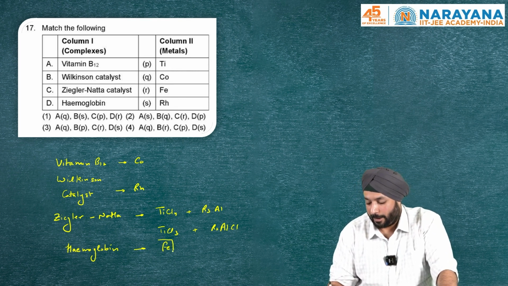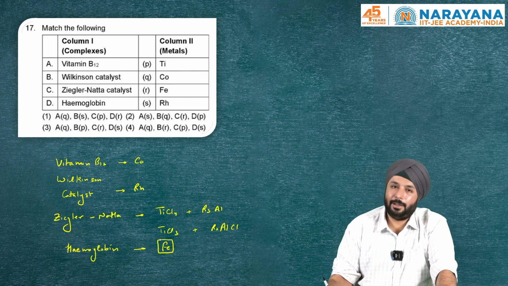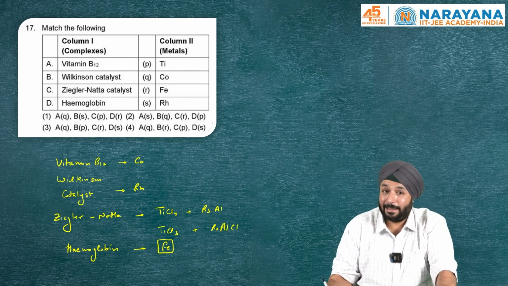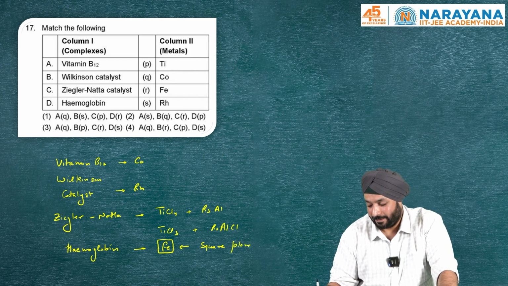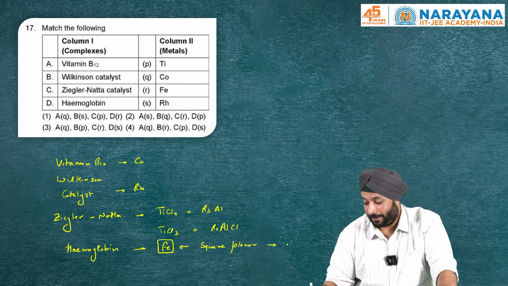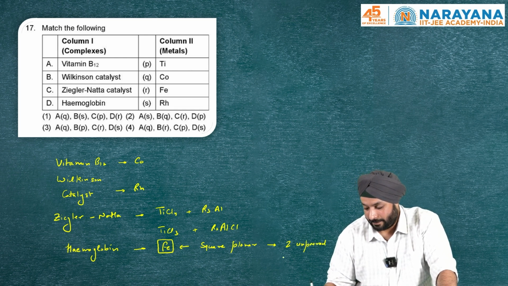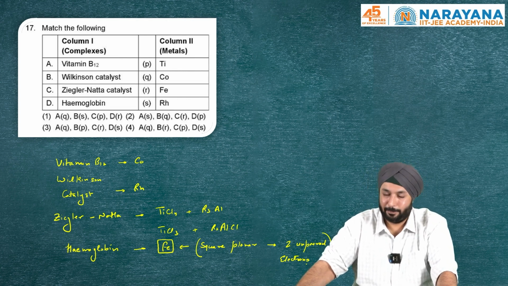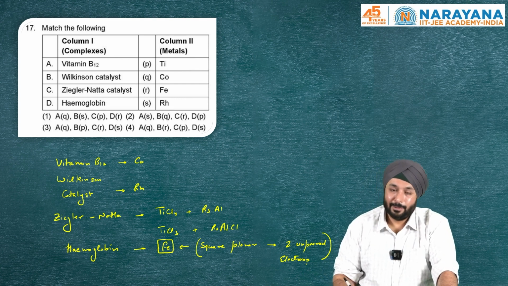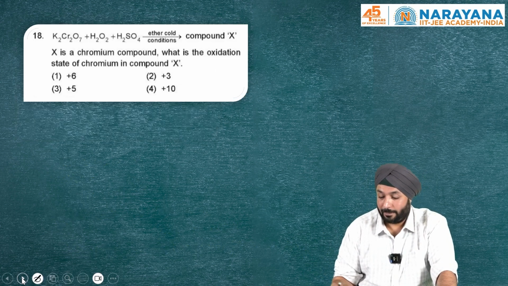Very important point for advance. For iron in hemoglobin, it forms a square planar complex and it contains 2 unpaired electrons. By normal technique, you will not get it, right? Just an extra information, right? So we'll move to question number 18.